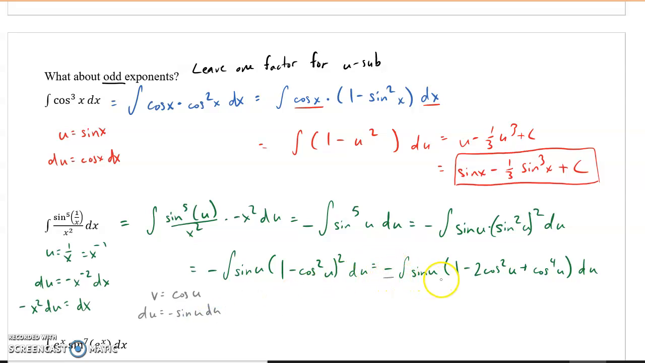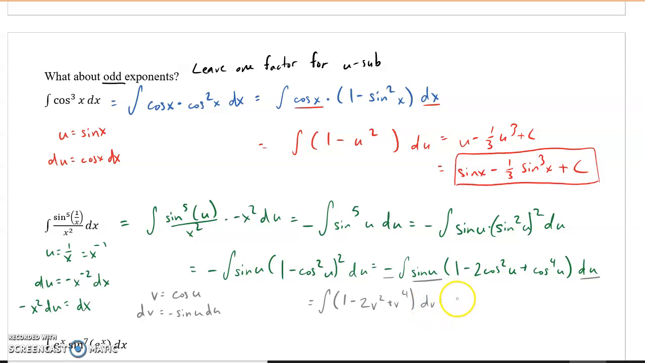We've got the negative sine of u du. All of those get replaced with just a dv. It's hard not to use a u there. So we've got 1 minus 2 times the cosine squared of u, which is v squared, plus cosine to the fourth of u, which is v to the fourth. And again, the negative sine of u du gets replaced with a dv.